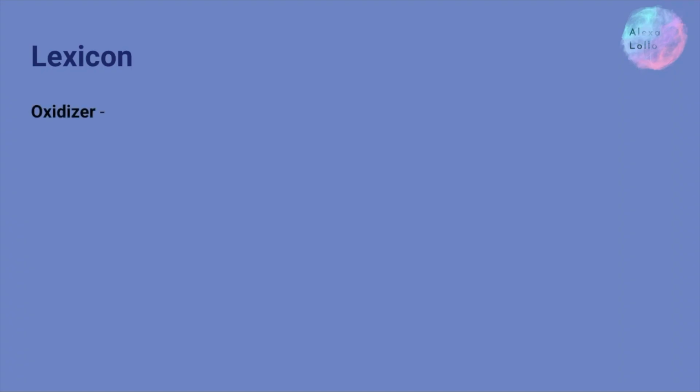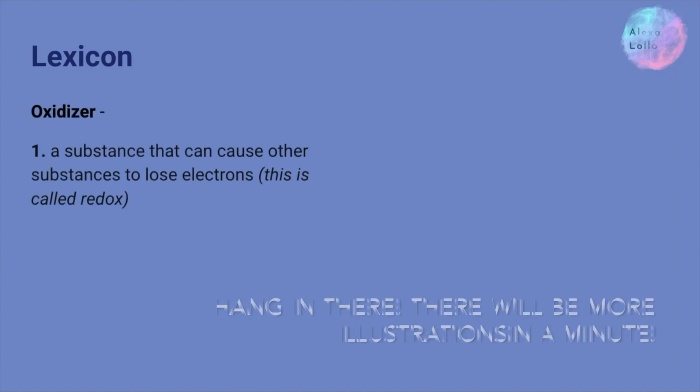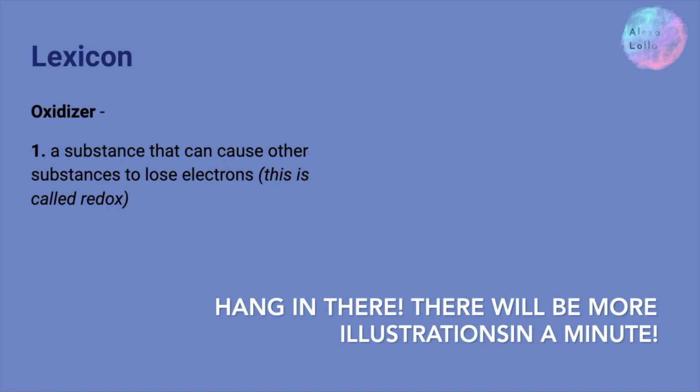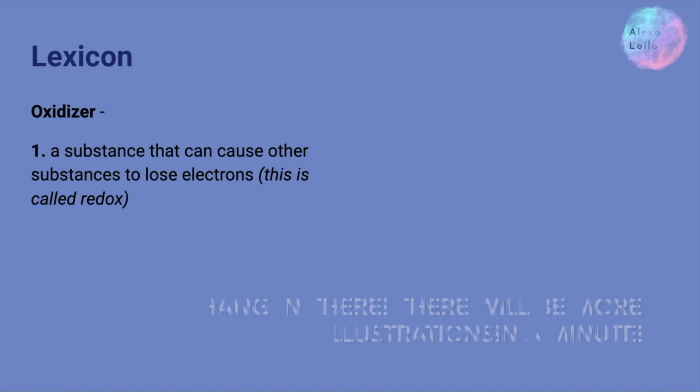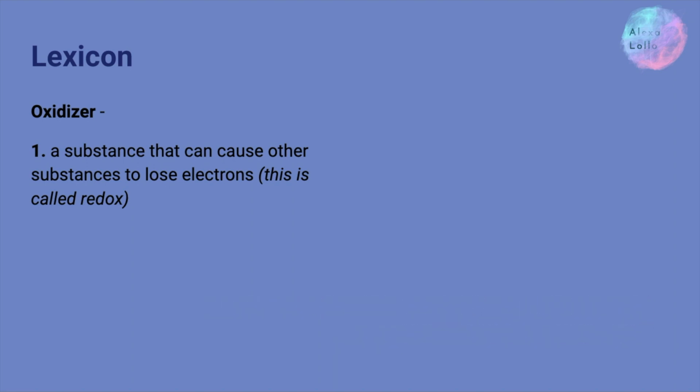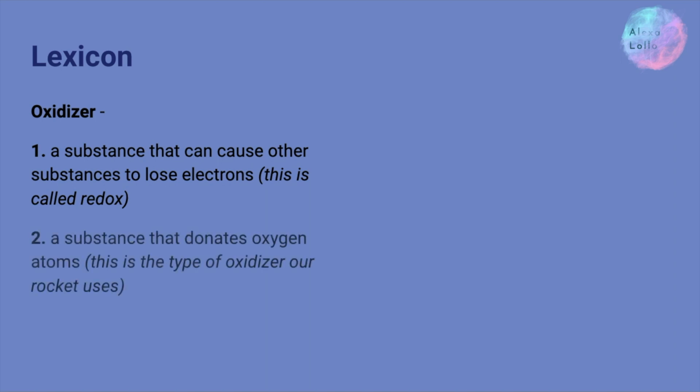An oxidizer has two definitions. The first one is a substance that can cause other substances to lose electrons. This is called a redox reaction. The second is a substance that donates oxygen atoms. This is the type of oxidizer a rocket uses.